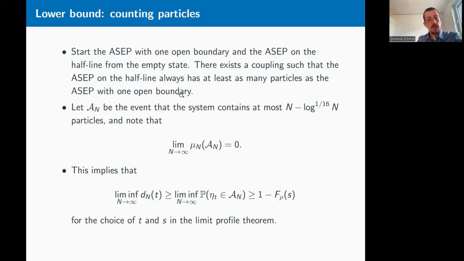Now the event we're going to look at is of the following form: you wait until n minus some small number. For the proof, we take log to the 1/16 times n, but it's not particularly important, just some very small number that is still diverging with n. Then you can check that for this event, the probability under the stationary distribution of having at most this many particles goes to 0. We use this together with the theorem by Jimmy to give a lower bound on the distance from the stationary distribution. Okay, so this is the strategy for the lower bound.